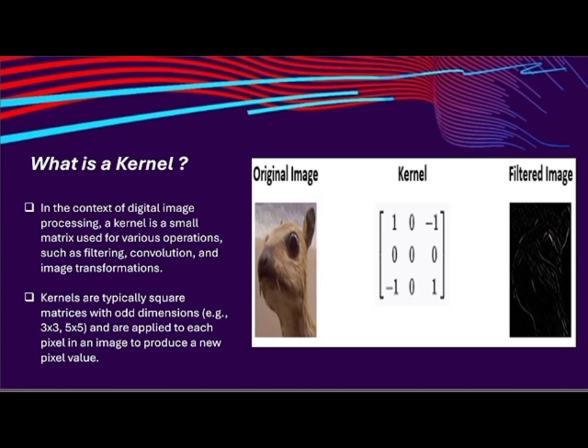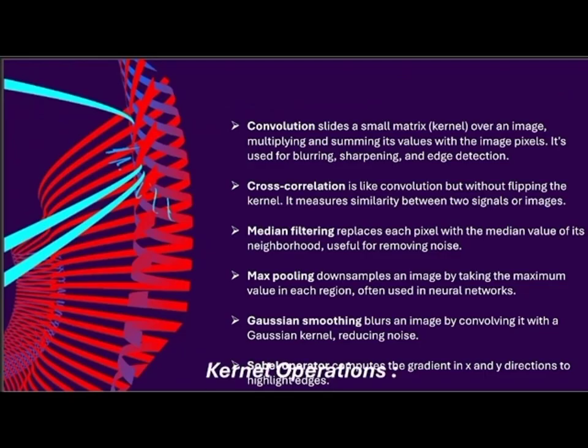Okay, the next thing is the kernel. What is a kernel actually? Let me tell you. In the context of digital image processing, a kernel is a small matrix used for various operations like filtering, convolution, and image transformation. Kernels are typically square matrices with odd dimensions, like 3 into 3 or 5 into 5 matrices, and are applied to each pixel in an image to produce a new pixel value.